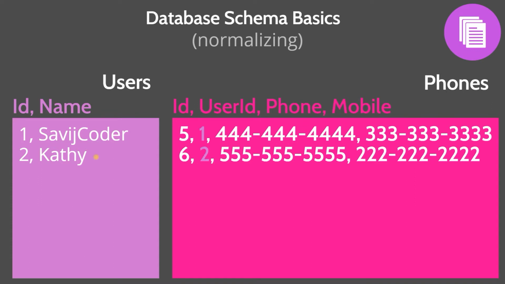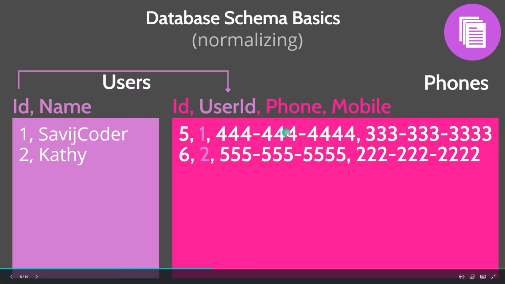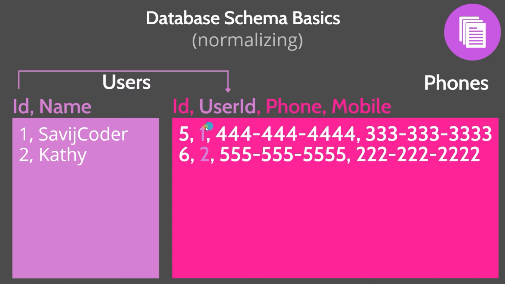So what we've done here is we've added the user ID from the users table into the phones table, so that each row in the phone table now references the user's ID. So I know that phone numbers 444 and 333 belong to user ID 1, and user ID 1 is Savage Coder. Same with user ID 2, which has these two phone numbers, and I can now join, if you will, user ID 2 to the users ID number 2 row. And that's how I know that this row of data belongs to this person. But we can do better.